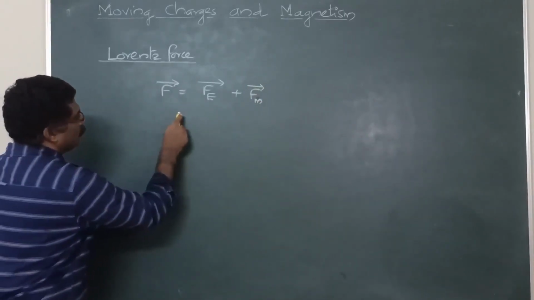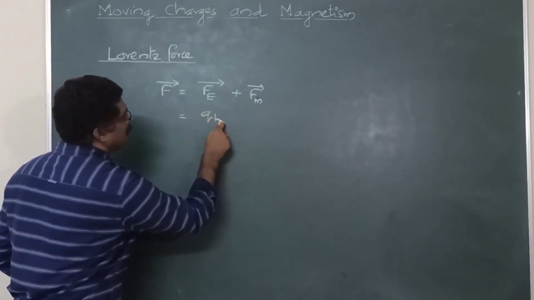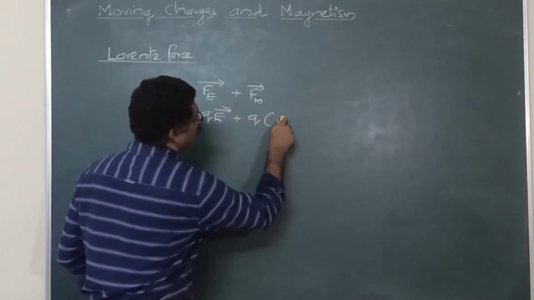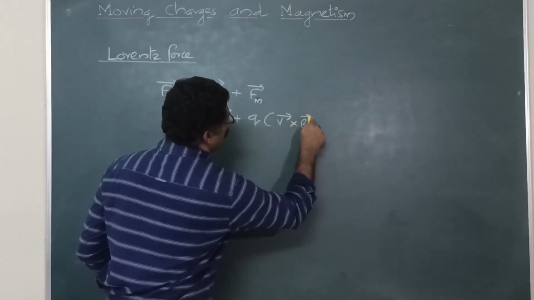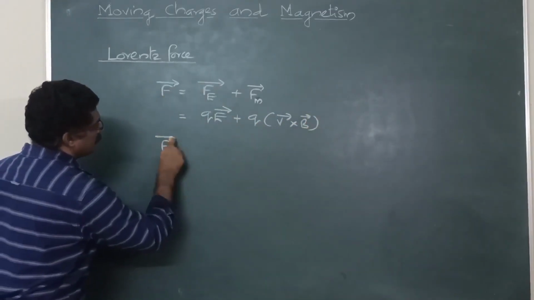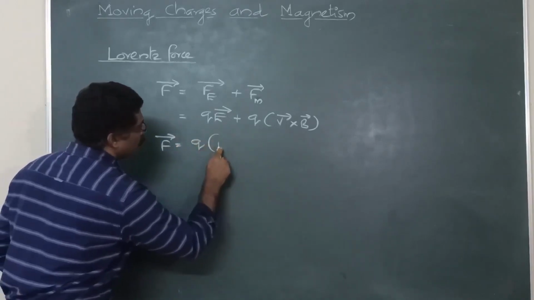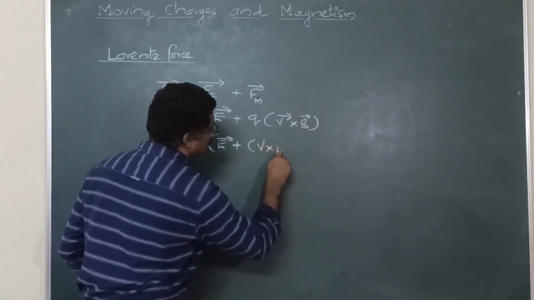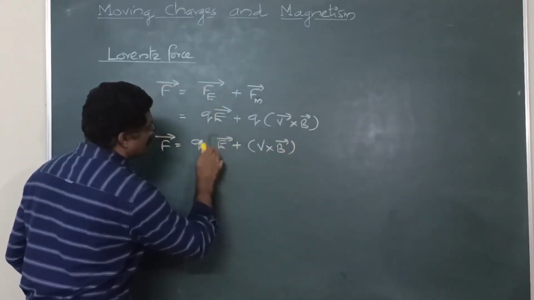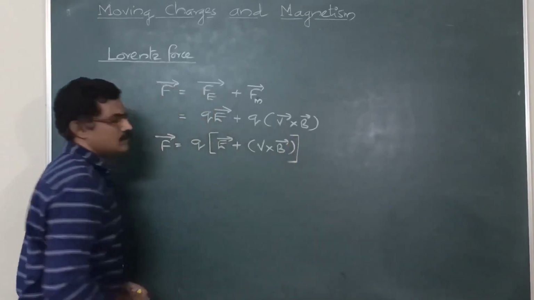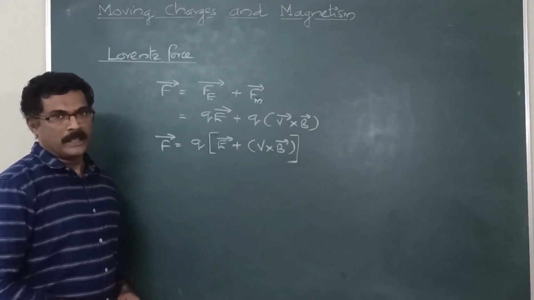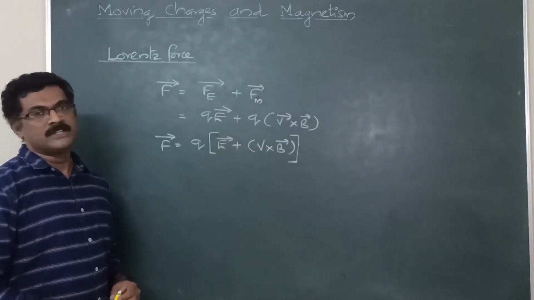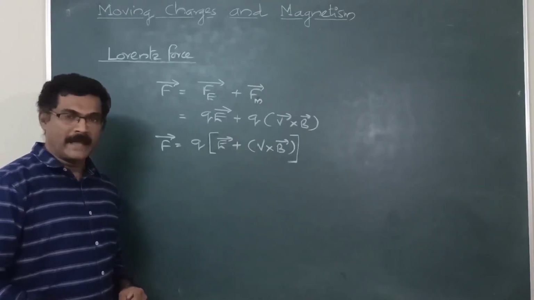We already studied the electrostatic force acting on the charged particle is given by QE, and the magnetic Lorentz force is given by Q into V cross B. So the equation for Lorentz force is F vector is equal to Q into (vector E plus V cross B). This equation is used when the charged particle is moving through the region containing both electric and magnetic field.